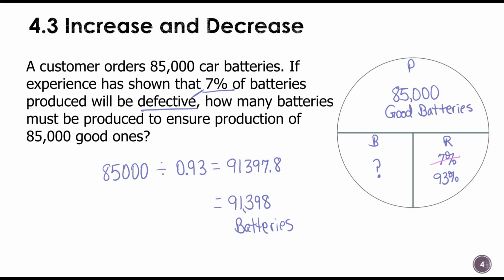And you guys, so many students calculate this completely incorrectly because they try to take 7% of 85,000 and add that on, and that just doesn't work because the 7% would be of the 91,398. So you have to know how to set this up to work it out correctly.